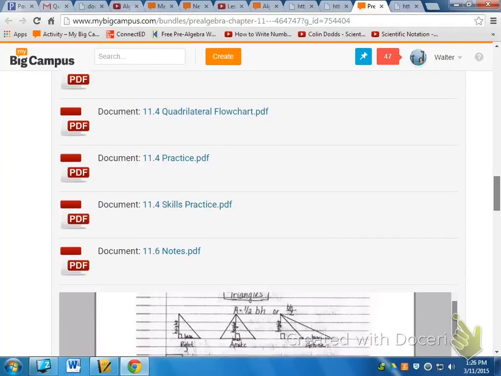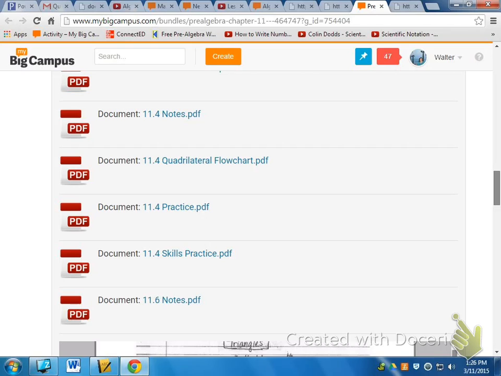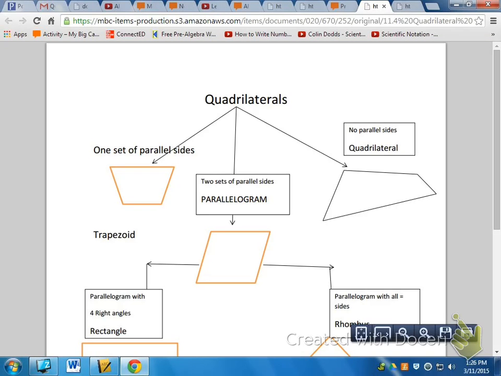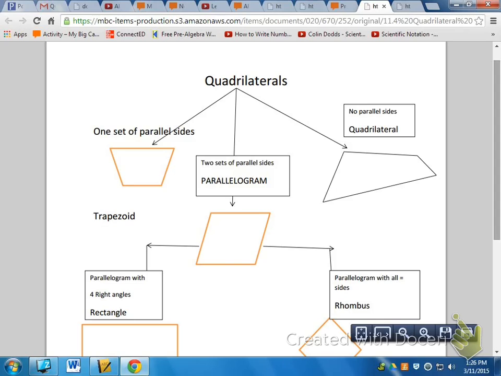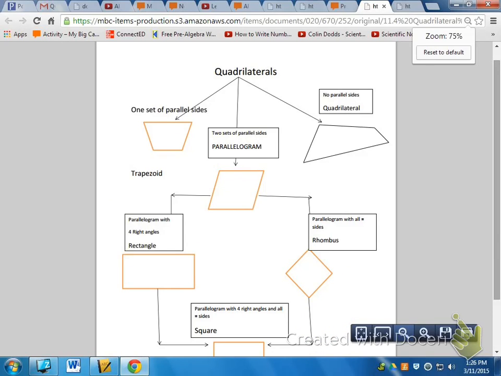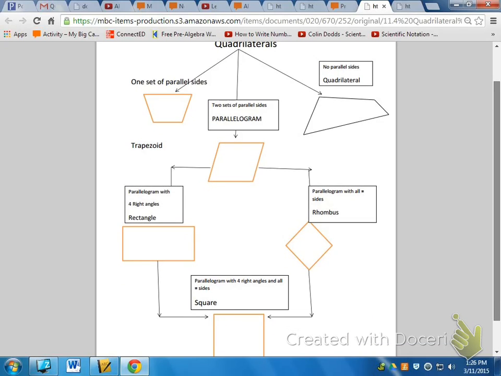When you're looking at this, it's right here, the quadrilateral flow chart. I need to make it a little bit smaller so it all fits on the screen at one time. This is all of the quadrilaterals that you could possibly see. There is one other one, but you don't really study it till you get a little bit older. All of them have 4 sides.